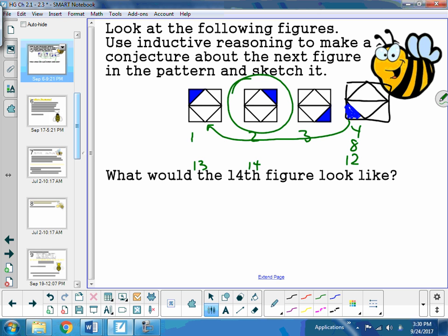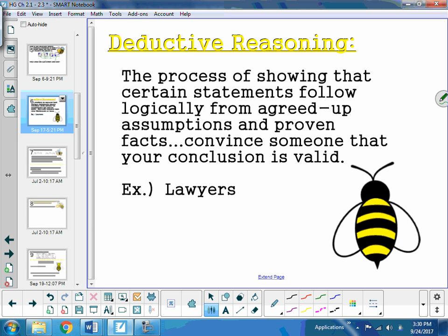The other type of reasoning that we talk about is called deductive reasoning. It's the process of showing that certain statements follow logically from agreed upon assumptions and proven facts. Convince someone that your conclusions are valid. It's like what a lawyer does. They stand in front of the jury and they say, ladies and gentlemen of the jury, my client is innocent because of A, B, C, D. Or if they're on the other side, the prosecutor says they're guilty because of, and they list out all the reasons. So, using logic and going from step to step to step, that is deductive reasoning.